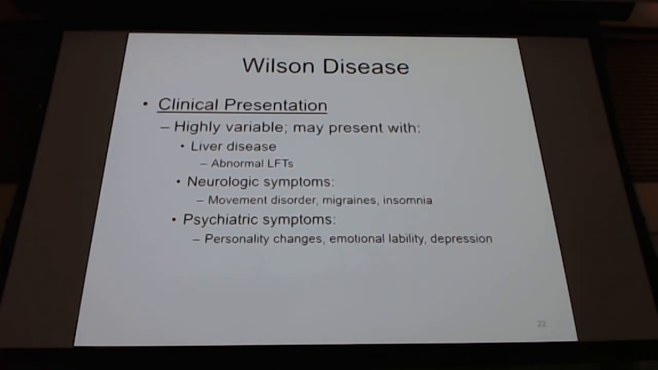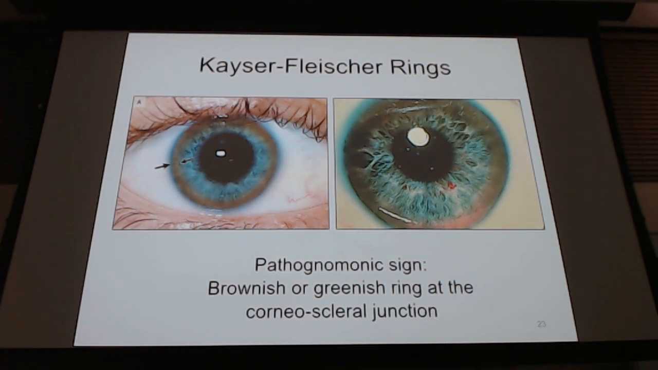So how do we see that? Three different areas. Liver disease can affect the liver, and neurologic symptoms, specifically in the brain, are going to affect movement, cause migraines, insomnia, and then an underlying psychiatric disorder. What's the biggest sign that we're going to see on our physical exam? Physical exam findings, right here: Kaiser-Fleischer rings. A brownish or greenish ring at the corneoscleral junction. Everybody see that? Okay. That's just where it's depositing in the cornea.